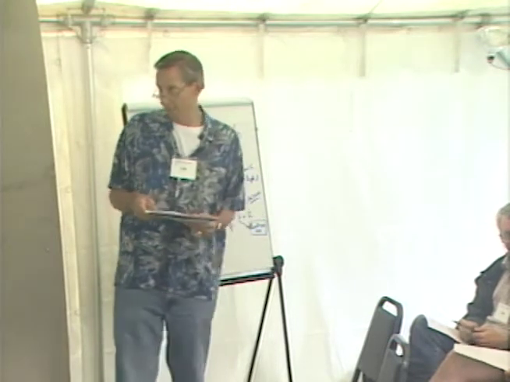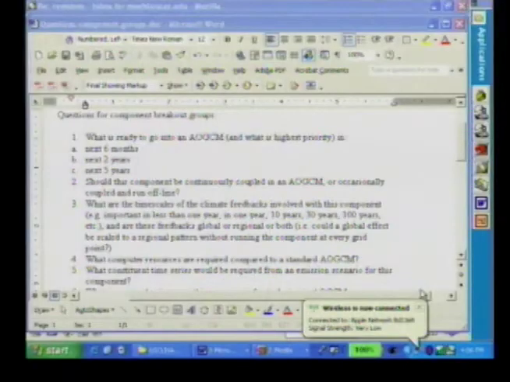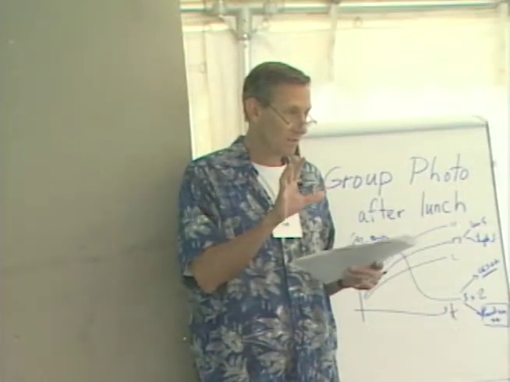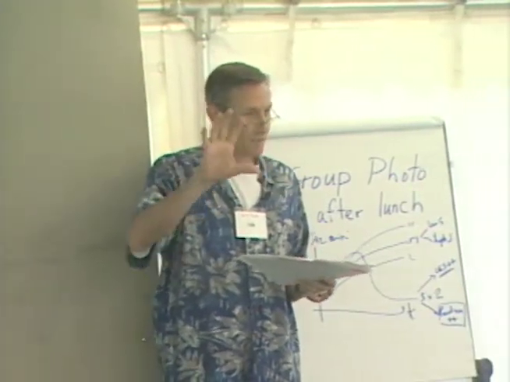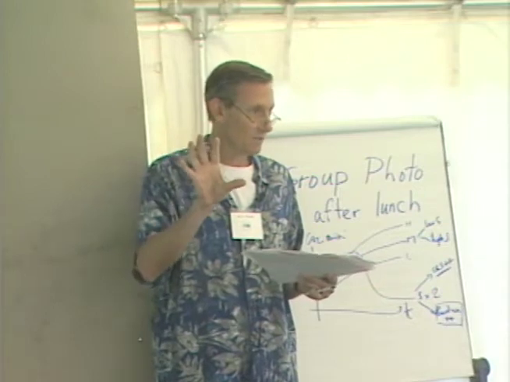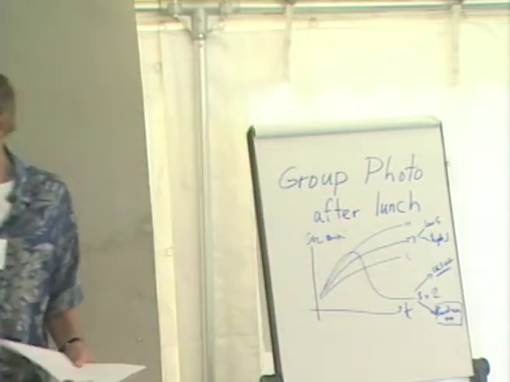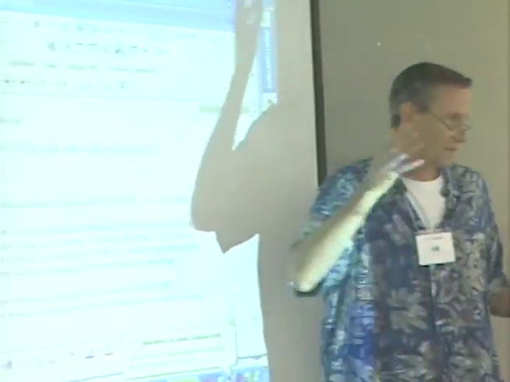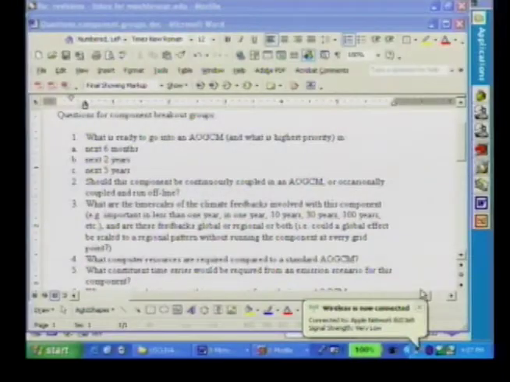Okay. The idea is we put together this list, which you've got in front of you. These are just questions to guide your discussion, and all of this is going to feed into the white paper we're going to write. This is the part of the white paper where we'll talk about the state of the art now with these components, and what's ready to go in six months, two years, or five years. So what would you like to see going into AOGCMs and Earth system type models in the near term, medium term, and longer term?